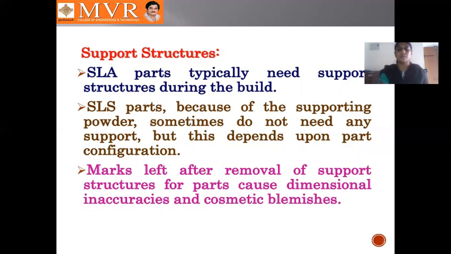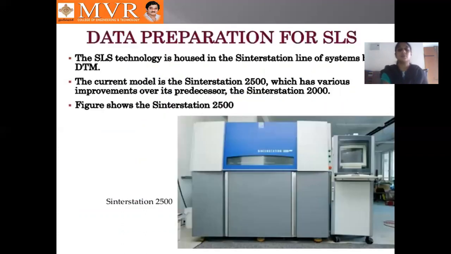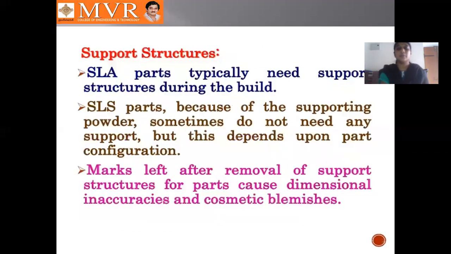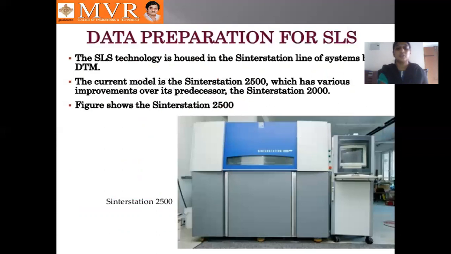Next, support structures. SLA parts typically need support structures during the build. SLS parts sometimes do not need any, because of the supporting powder, depending upon the part configuration. And next, data preparation for SLS.